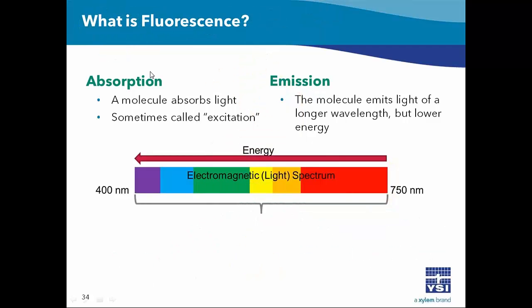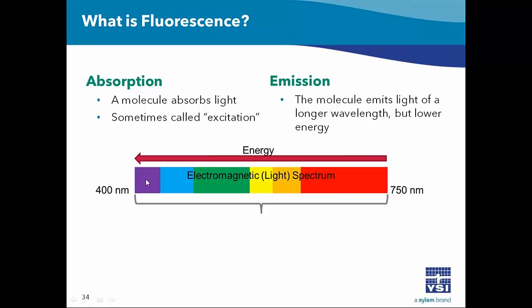So a fluorescent molecule is one that absorbs light, and sometimes we call that absorption excitation. And then the molecule will emit light of what's called a longer wavelength or a lower energy. So this is sometimes referred to as the visible part of the electromagnetic spectrum. Hopefully you don't mind me going into a little bit of physical biology here.